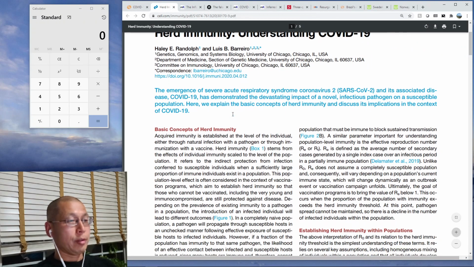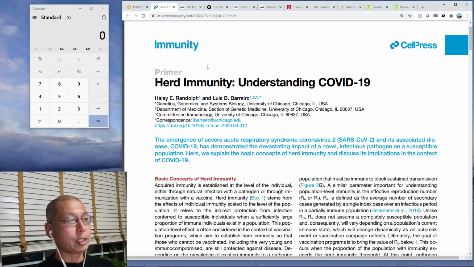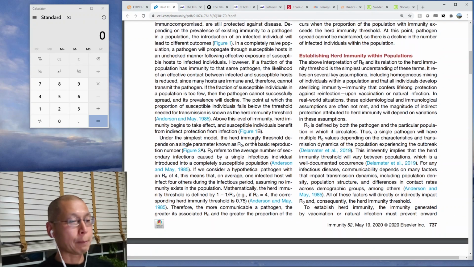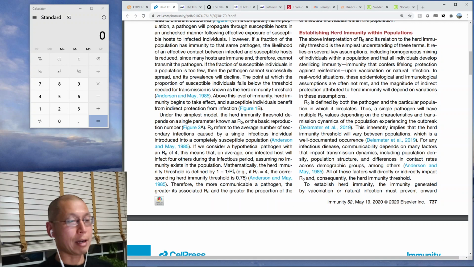Okay, so this is a great primer on herd immunity, and I'll link this paper below if people want to get a little more in depth into it. But basically, this is the formula for calculating what the herd immunity threshold is. If you know your R naught, or the basic reproduction number, then you take the reciprocal of the R naught and subtract that from 1. So let's say if COVID is 2.8, you take the reciprocal of it, then you subtract that from 1.